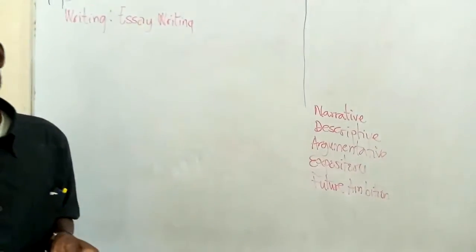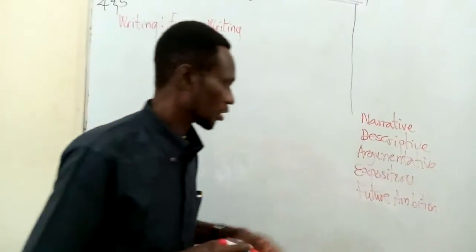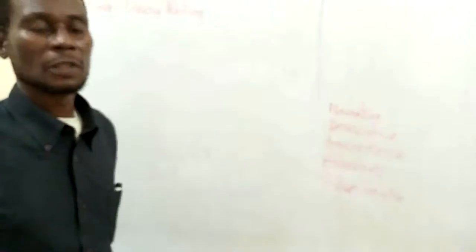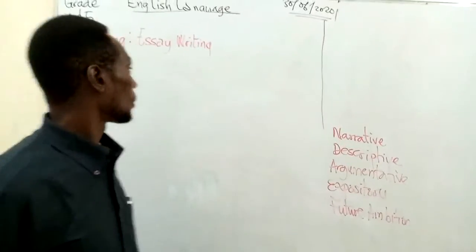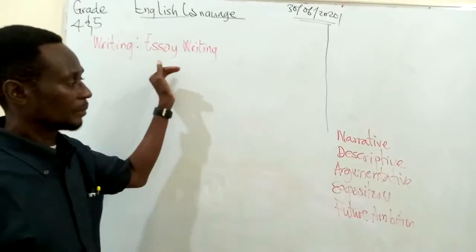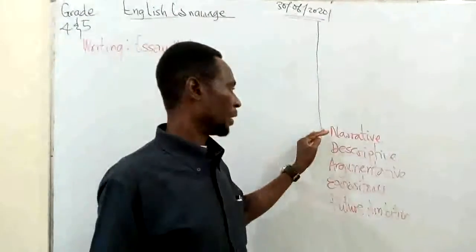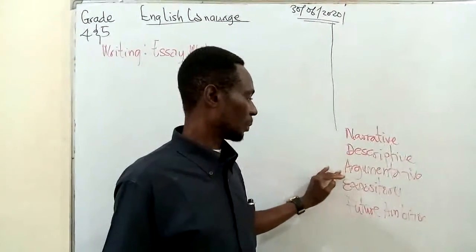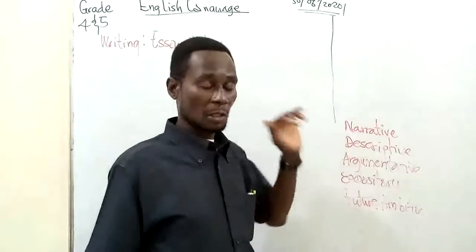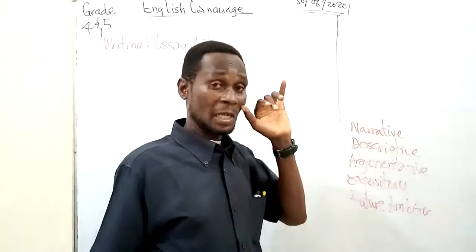Even the first topic, my best friend, is still expository, though descriptive. So future ambition, that's expository. So when you are writing an essay, these are the types of essay that will come your way. It could be narrative, descriptive, argumentative, or expository.